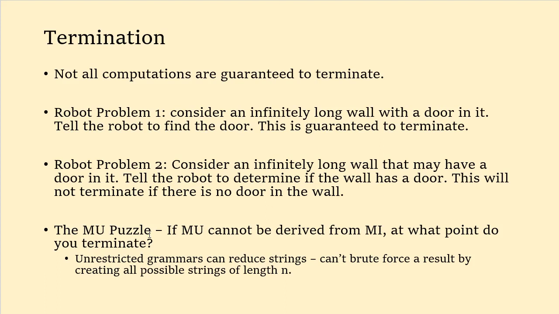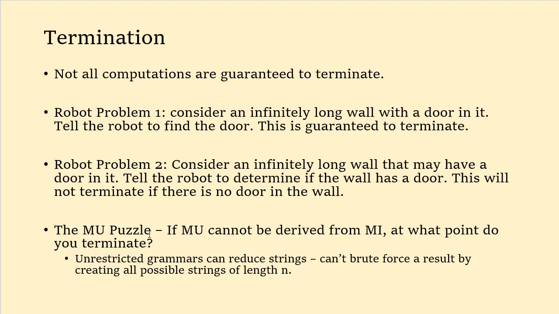But for robot problem number two, let's change it a little bit. We don't know if there's a door. The wall may have a door in it. Now you ask the robot to determine if the wall has a door. If the wall has a door, then that will terminate. Right? The robot will find the door. But if the wall doesn't have a door, the robot can never say, no, there is no door. The robot can only say, I haven't found a door yet. So there's no termination. And there are classes of problems that are non-trivial that fall into this domain.